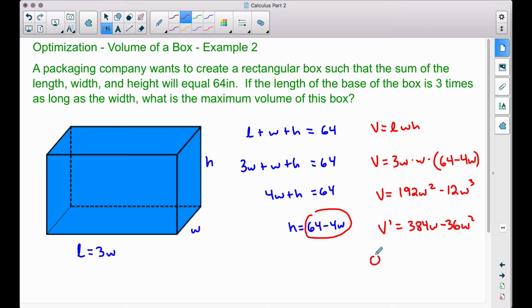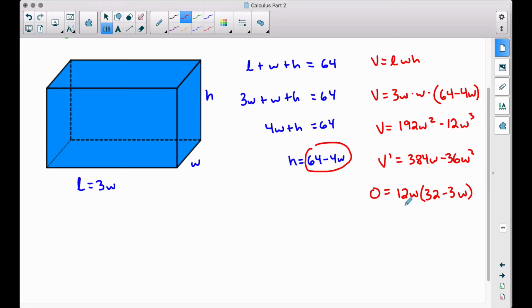Setting this derivative equal to 0, we can factor a 12W out of this. And dividing 384 by 12, we have 32. We don't need a W now. And minus 3W. Factoring the 12W out of 36W squared there. Setting each factor equal to 0, 12W is equal to 0. When W is equal to 0, that's not going to be helpful because then we wouldn't have a box.